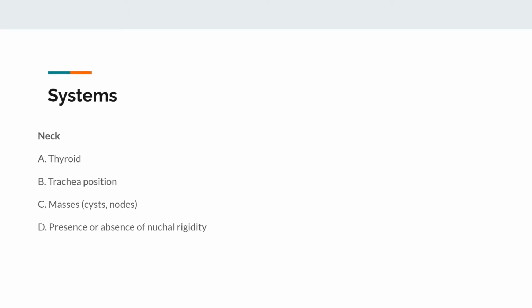Neck, most important is nodes, I would say, and the presence or absence of nuchal rigidity. But for your general examination, you don't have to worry about this. Just worry about the nodes. Just make sure you have examined the nodes and have given a general overlook over the skin.